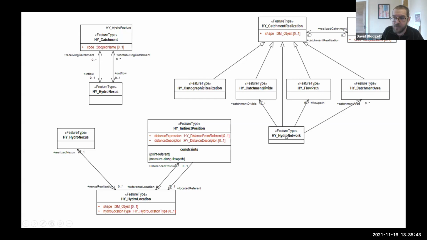And this is where we get cross-scale networks of catchments that nest within each other. Because this hydro network, note that a hydro network can be a system of flow paths, catchment areas, or catchment divides. But it's still a subclass of catchment realization. So there's an implied nesting relationship here between these realizations that can form networks.